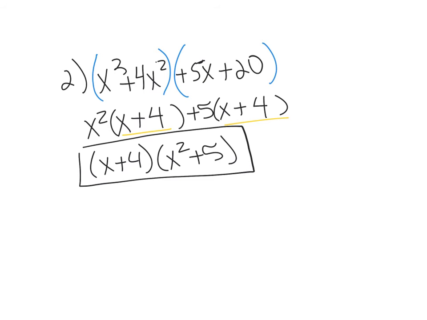Again, if you want to double check, you can FOIL out or draw a 2 by 2 box and multiply. But x plus 4 times x squared plus 5 will get us our cubic, x cubed plus 4x squared plus 5x plus 20. So let's try another one.